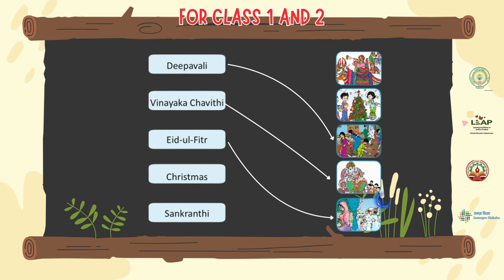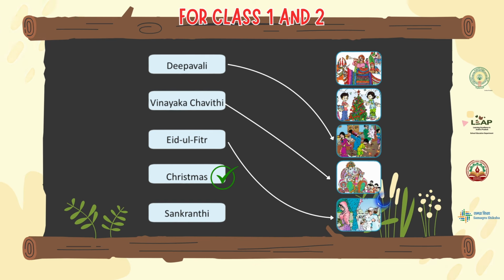Now the next word is Christmas. My dear children, see the second picture from the top. This picture shows Christmas, the festival celebrated on 25th December. It is the birthday of Jesus Christ. People decorate the Christmas tree and sing songs called carols. Repeat after me, my dear children. Santa brings gifts on Christmas.